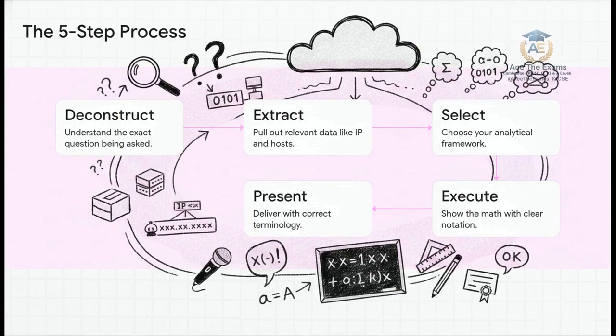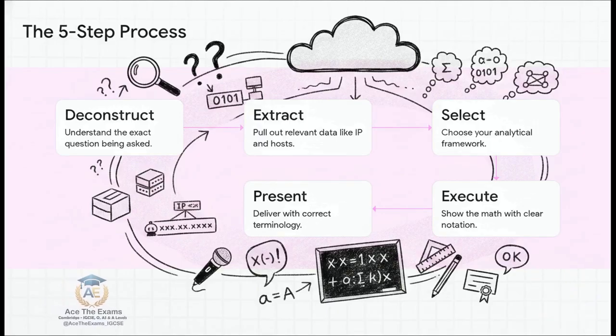You absolutely must follow this 5-step sequence. Step 1. Deconstruct the question. What are they actually asking? Look at the command words. Step 2. Extract relevant data. Physically pull the IP addresses, the required number of hosts, or the subnet requirements right out of the text. Step 3.